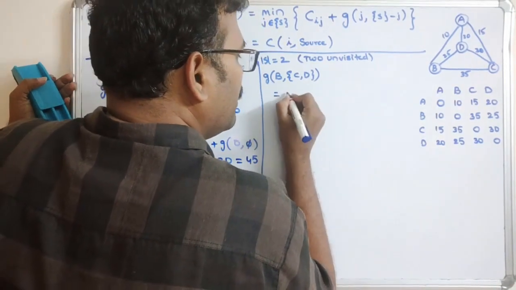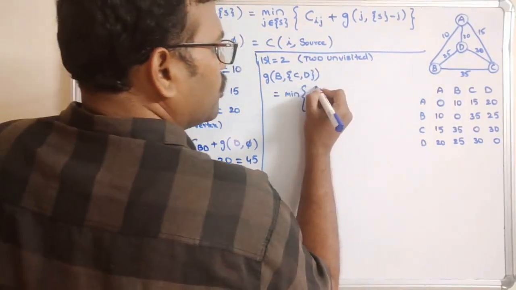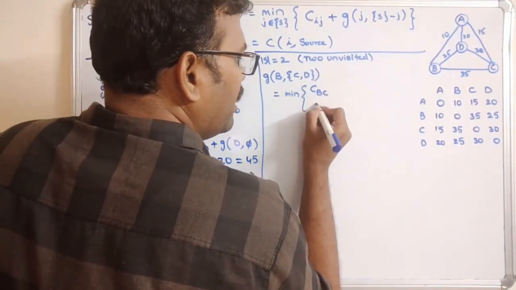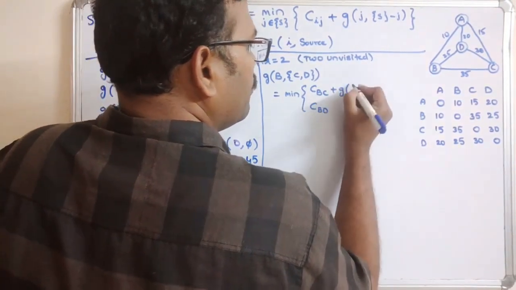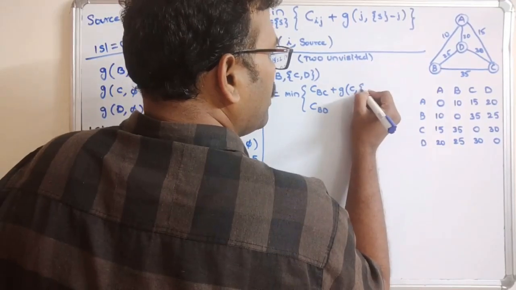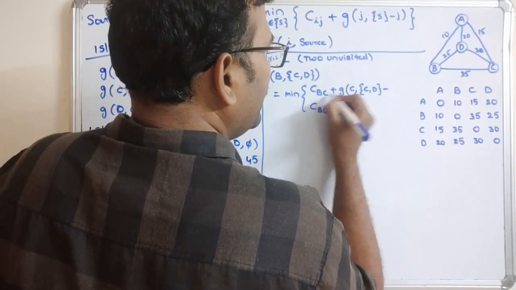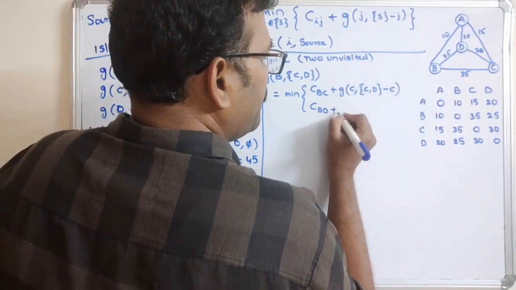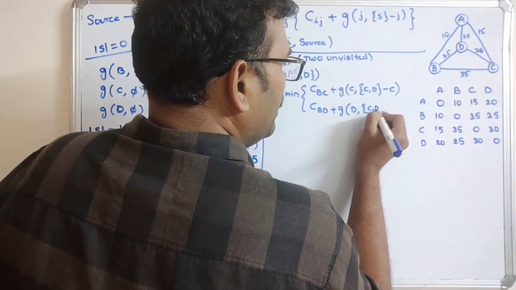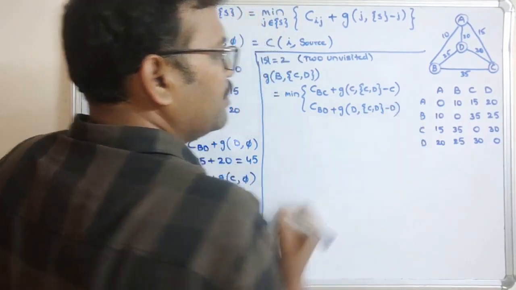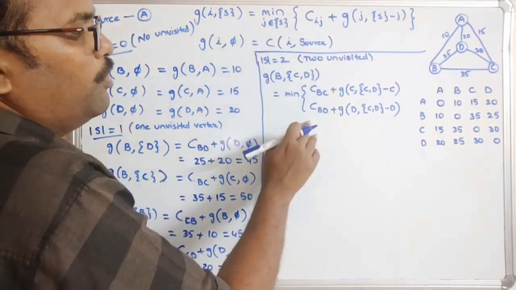Here we can write minimum of, first cost of BC plus G of C comma set {C, D} minus C, and cost of BD plus G of D comma set {C, D} minus D. So among these two we have to find out the minimum from this formula only, right?